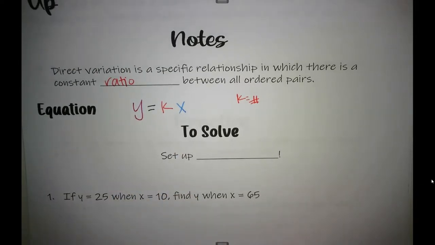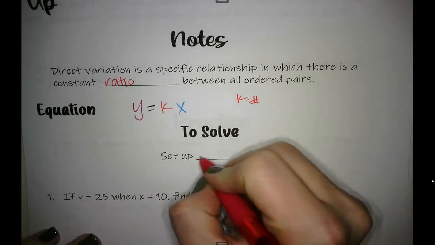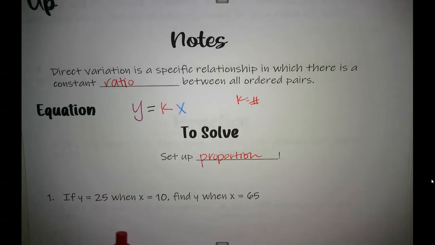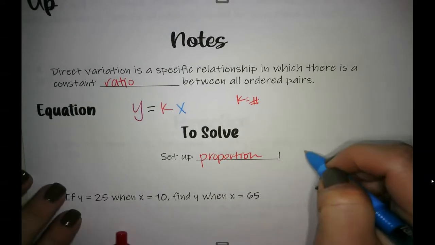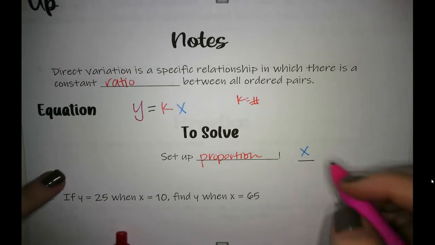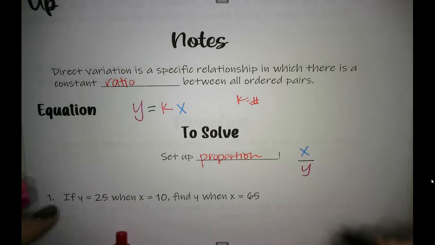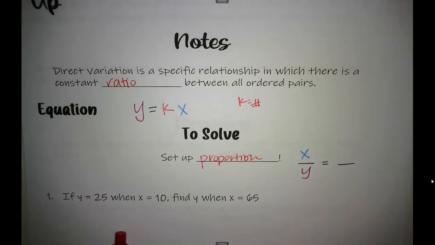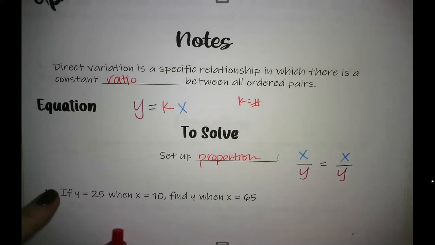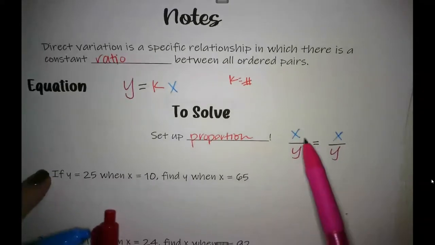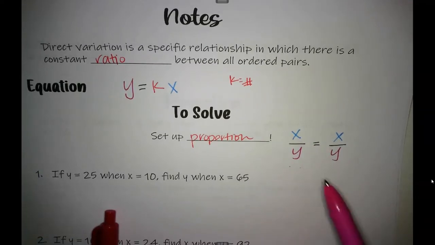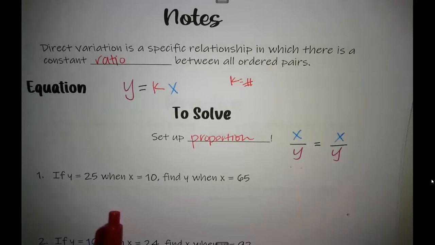And so in order to solve these, we are going to set up a proportion. And our proportion is going to look like this: x over y equals, again, x over y. So this is the important part to remember, that our x's are going to both be on top and our y's are both going to be on bottom. We cannot mix and match here.